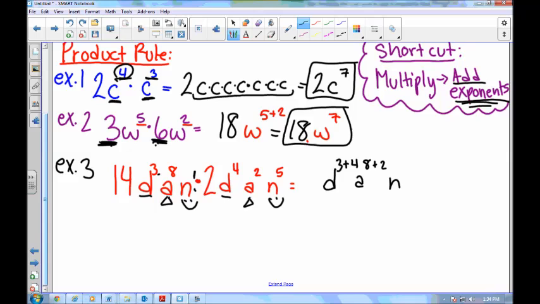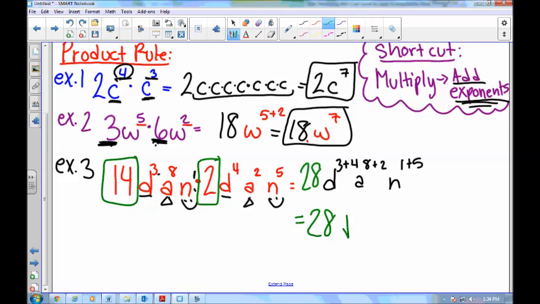Make sure you're aware of that. 1 plus 5. And the coefficients is 14 plus 2? No, times them. There's a difference between coefficients and exponents. So 14 times 2 gives us 28. Dan, you are now 28 d to the 7th, a to the 10th, n to the 6th.